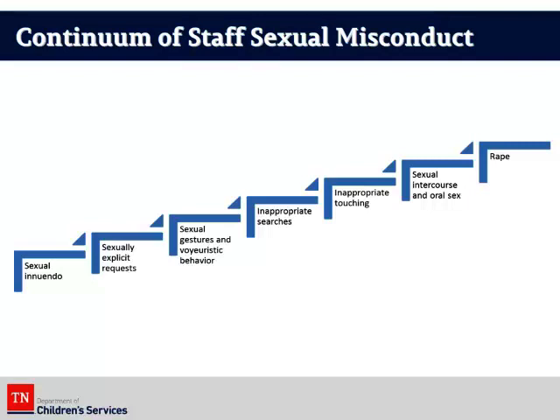This visual represents the continuum of staff sexual misconduct that is based on research in juvenile and adult facilities. The continuum begins with sexual innuendo, moves on to sexually explicit requests, then to sexual gestures and voyeurism, inappropriate searches, inappropriate touching, sexual intercourse and oral sex, and rape.